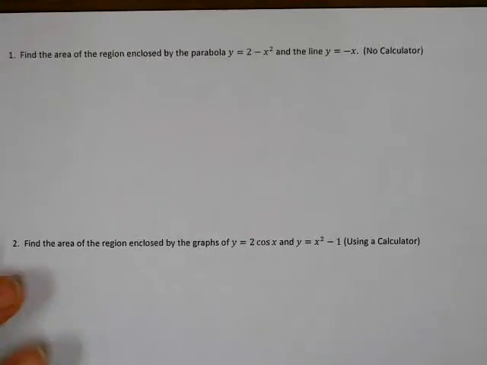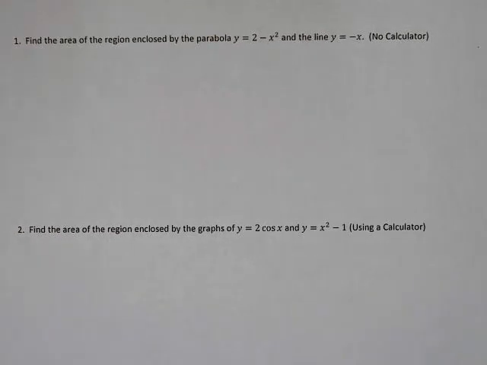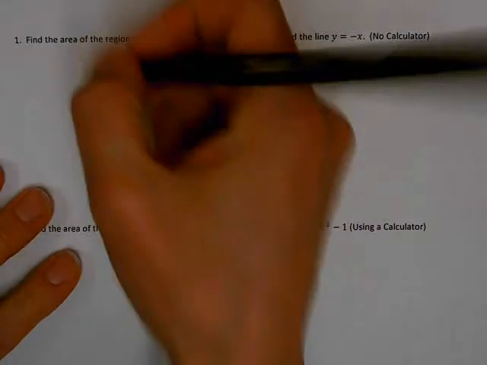All right, so our first problem here says to find the area of the region enclosed by the parabola y equals 2 minus x squared and the line y equals negative x. And this is no calculator. So the first thing we need to do is make a good sketch, especially when there's no calculator. We want a really good sketch so we can clearly identify the top curve and the bottom curve. And we also are going to have to be careful with identifying our intersection points so we can find the interval. So let's go ahead here.